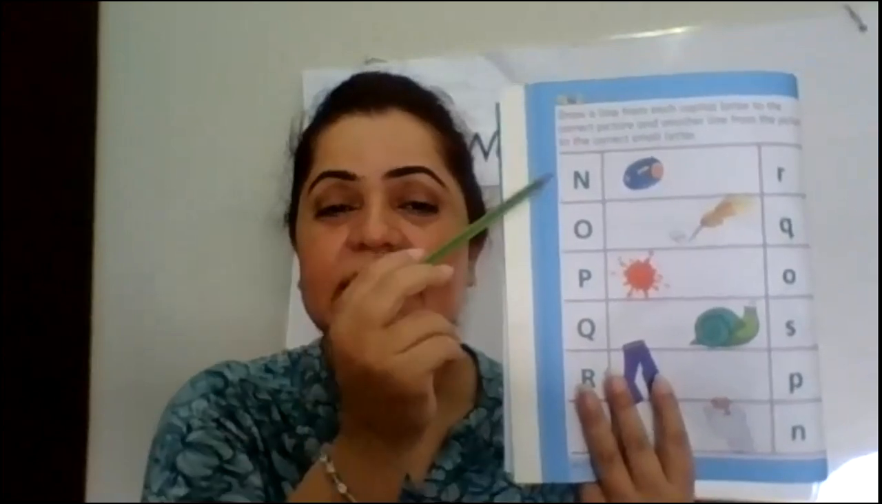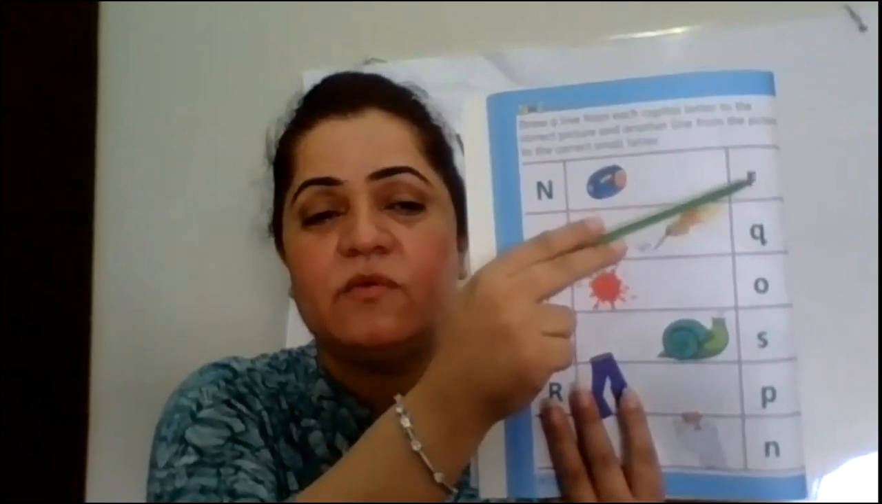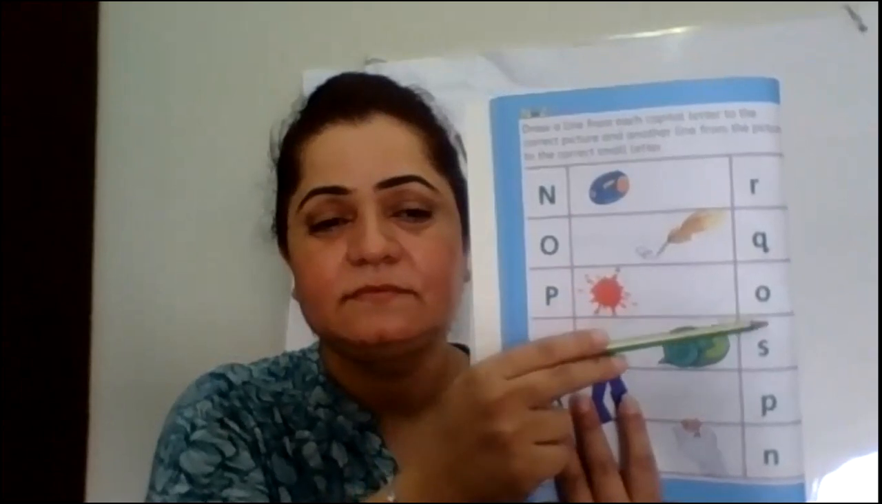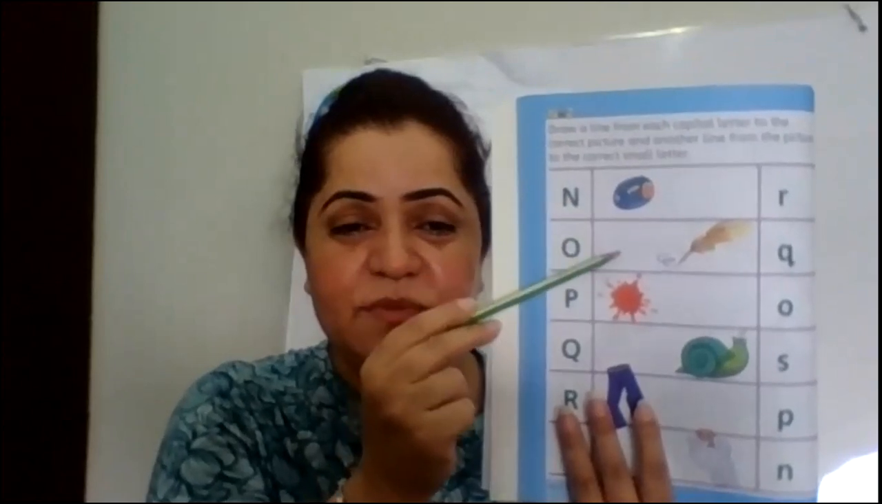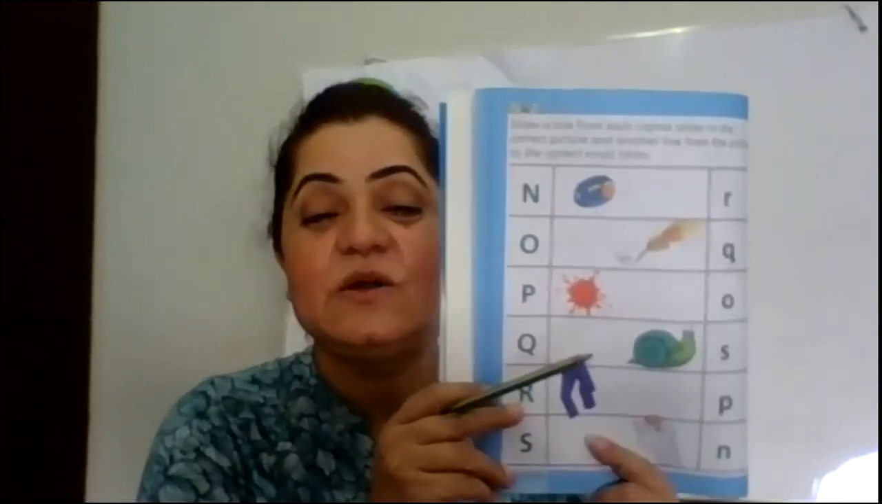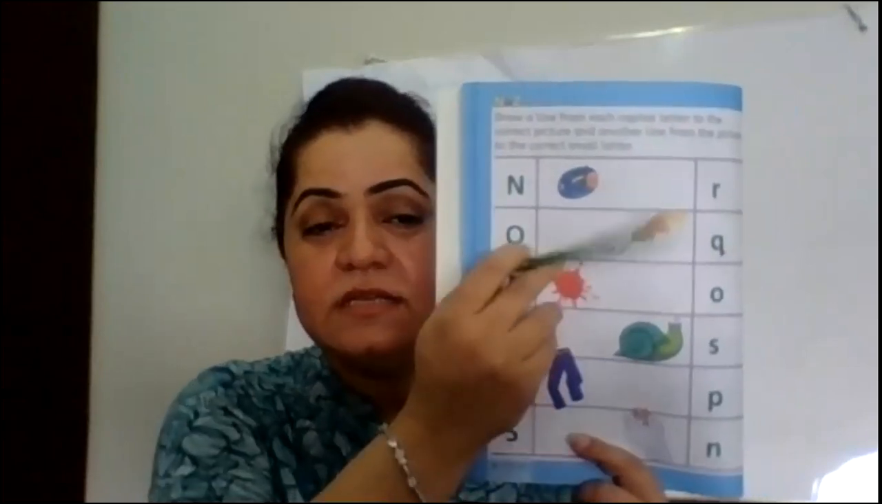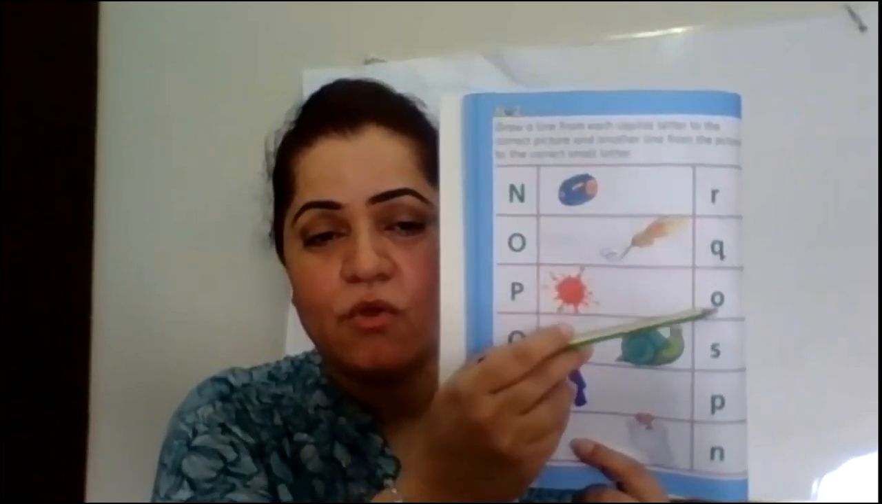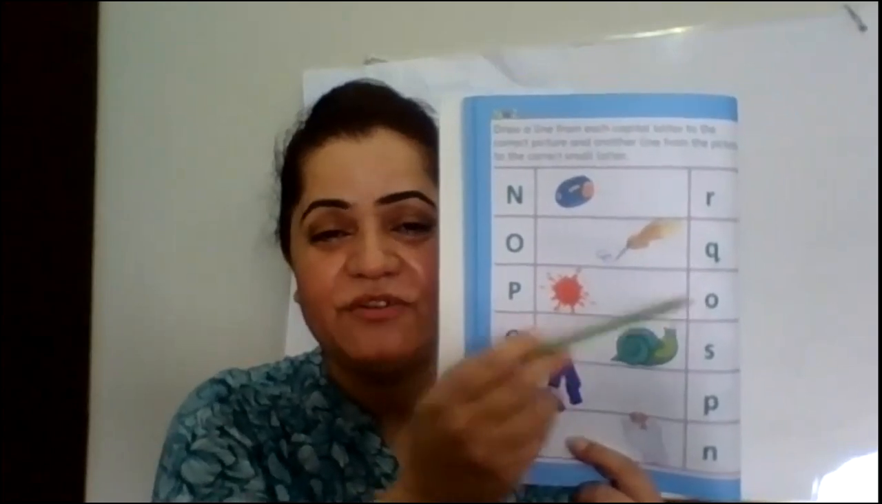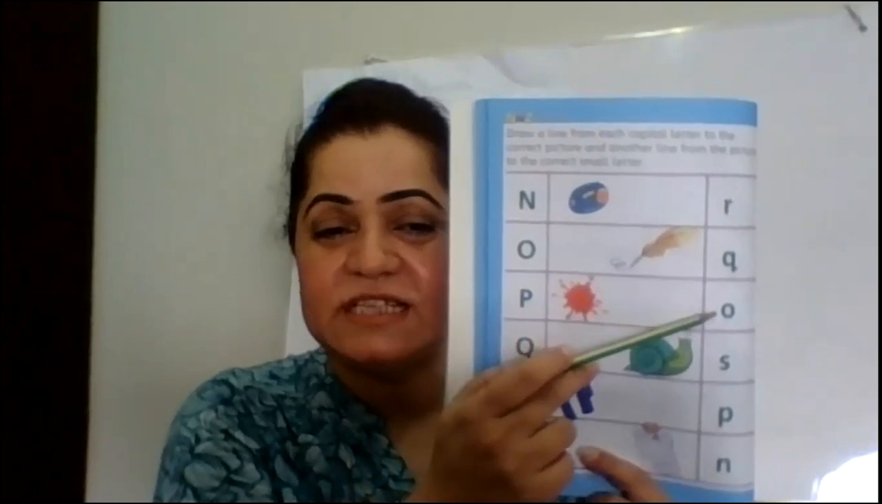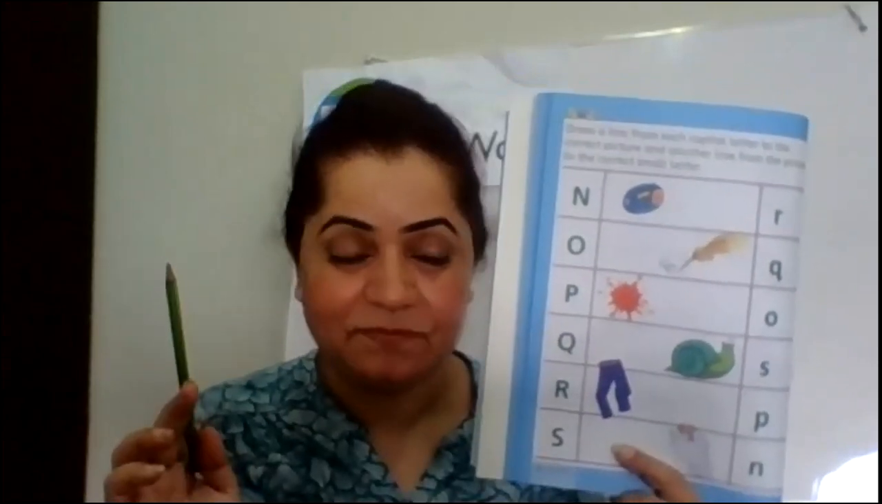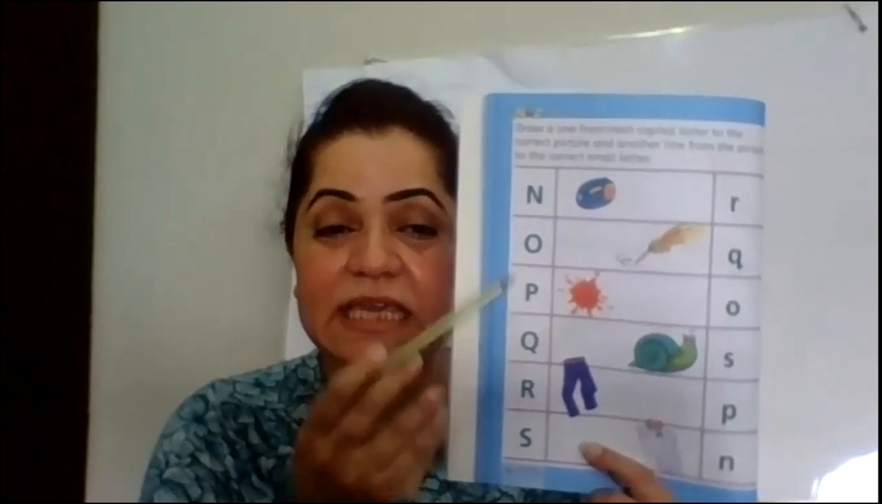Okay, I'm going to tell you how. This is N, so we're going to find where we have a small n. Yes, over here, right? So from here, we are going to draw a line to join this. Okay, got that? Right, okay. So O. We're going to find O over here, right? So we are going to draw a line from the capital O towards the small O, right? Done? Okay. Then we got P.